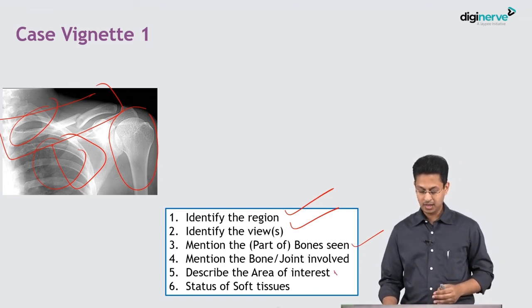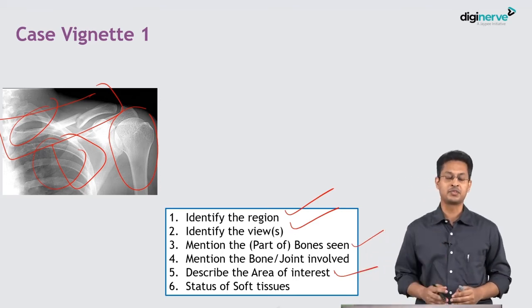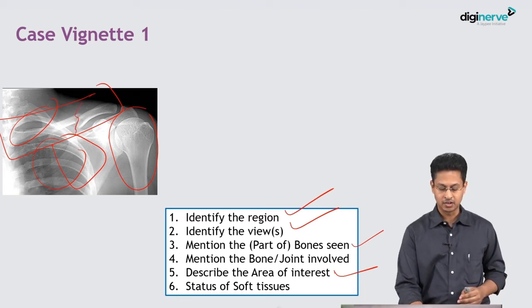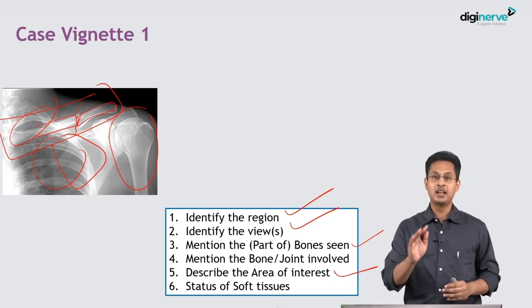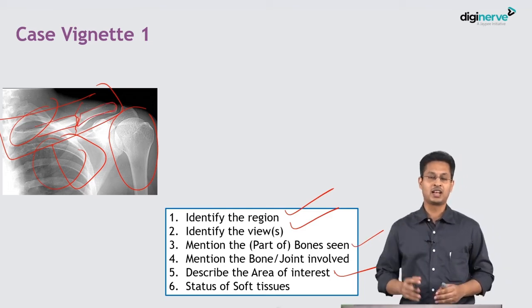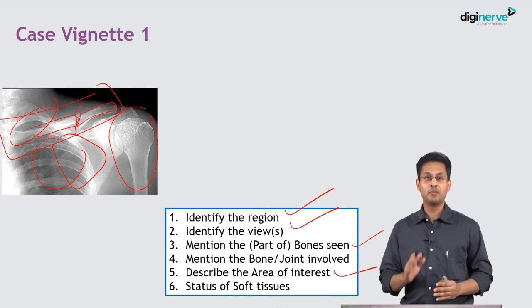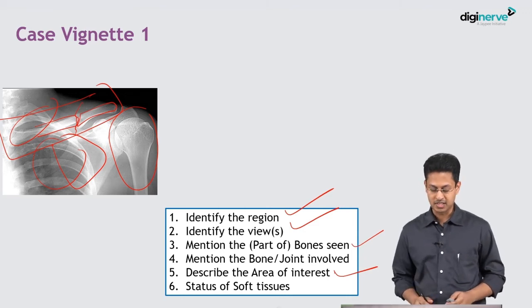And describe the area of interest. Here you need to use a couple of technical terms. What we are actually seeing is a fracture. You are able to see a cortical irregularity in the middle part, the mid shaft region of the clavicle, which is nothing but a fracture. So this is a case of mid shaft clavicle fracture.